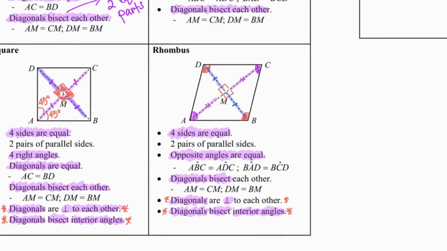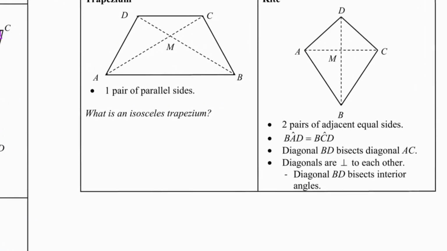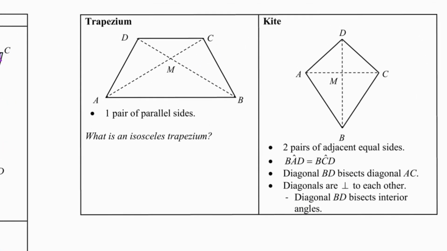Alright, last two for us to look through. And for the trapezium, there's only one pair of parallel sides. So in this case, this and this are parallel. And what is an isosceles trapezium then? If it is an isosceles trapezium, then the side AD is equal to BC.